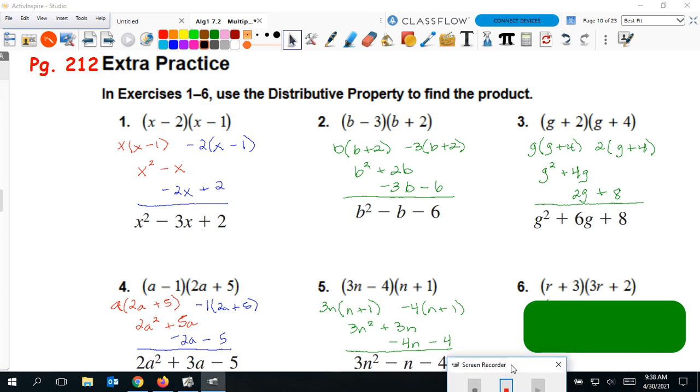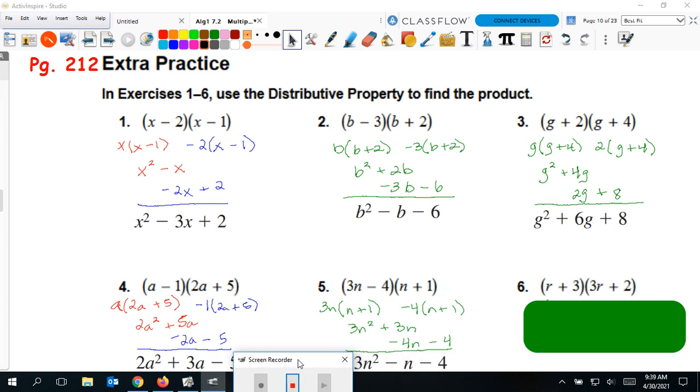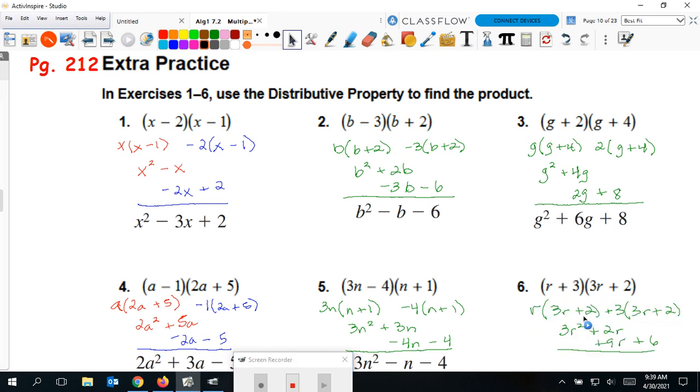And then for number 6, with the r variable here, so r times 3r plus 2, 3 times 3r plus 2, you multiply with distributive property, and you have 2r and 9r. Those are like terms. You're going to combine those. So the 3r squared, this will be 11r plus a 6. 3r squared plus 11r plus 6.